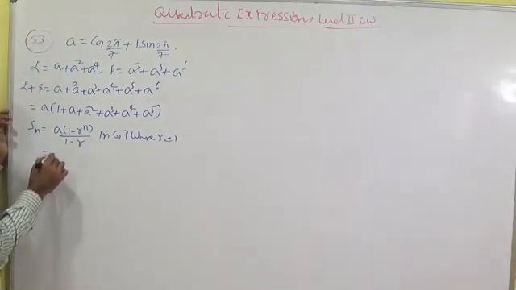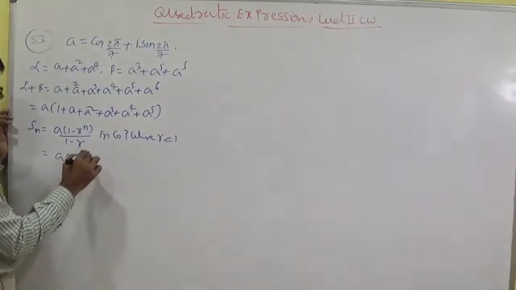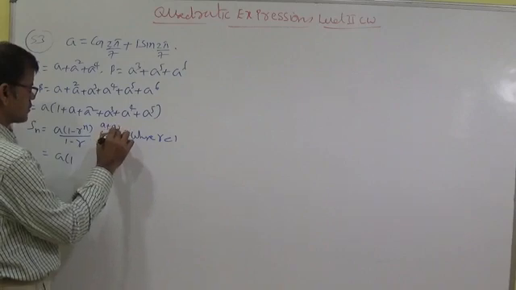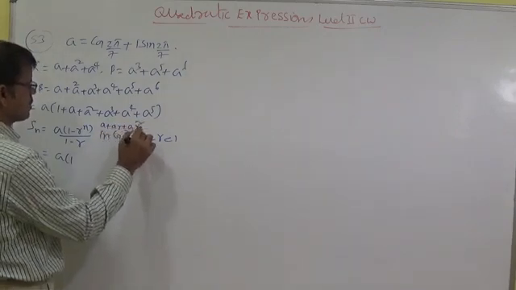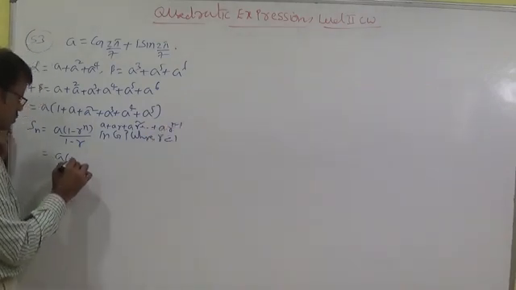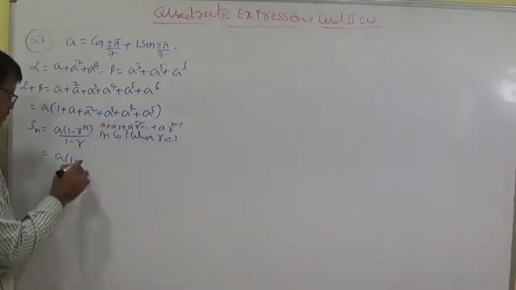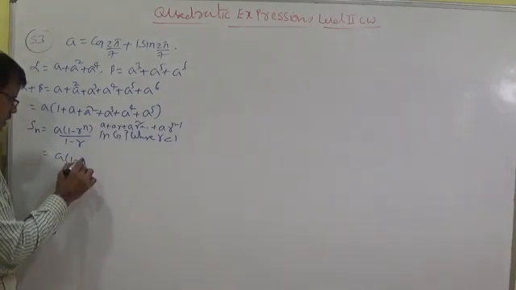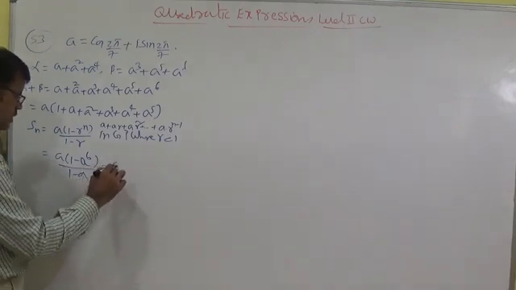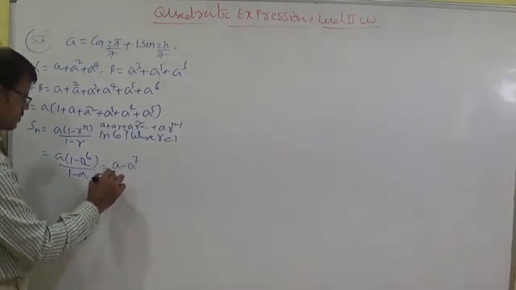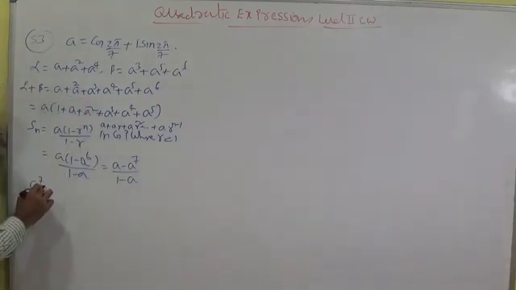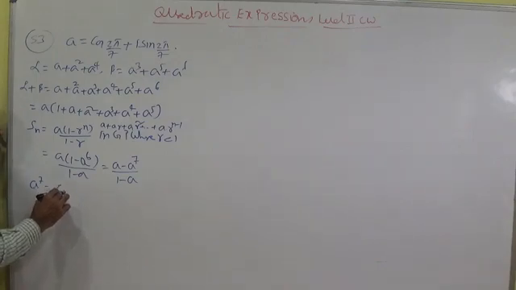Now, that is equal to a into 1 minus r power n by 1 minus r. Students, this is for the concept I am discussing with you: a plus ar square plus so on, up to a r power n minus 1. So here n is equal to 6. You can write a into (1 minus a power 6) by 1 minus a. Now, a minus a power 7 by 1 minus a. I think we have already discussed the value of a power 7.